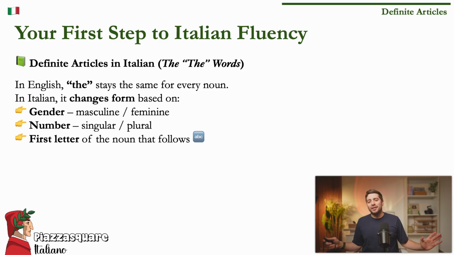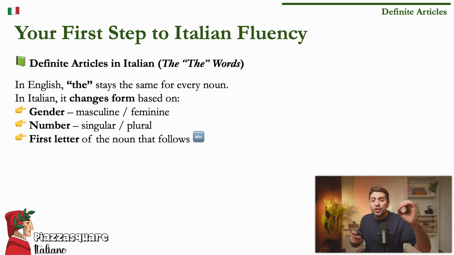All right, first things first. In English, we have one word for the. Simple, right? Well, Italian is a bit more stylish. It has several ways to say the, and these are called definite articles. Why? Because Italian is a gendered language. Every noun is either masculine or feminine, and the article you use has to agree with the noun's gender and number, singular or plural. This might sound complicated, but it follows a very clear pattern.